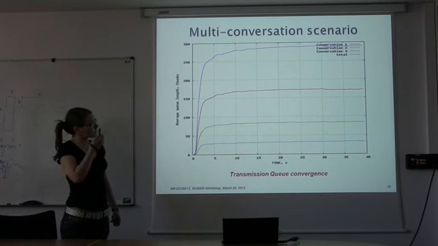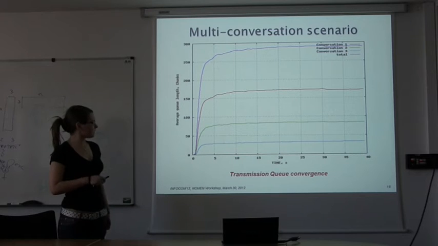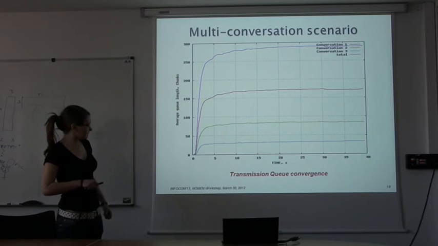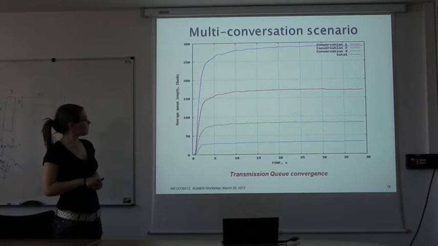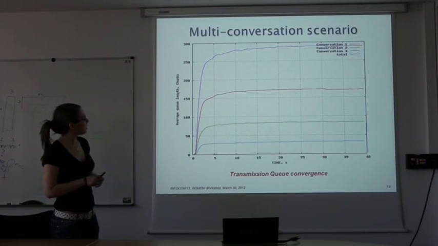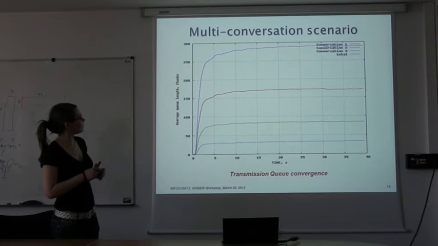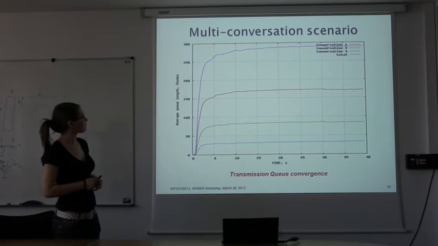So you can see that the average queue for each conversation converges to R prime, and the total queue length converges to R. In this simulation, R is fixed to 300 chunks.